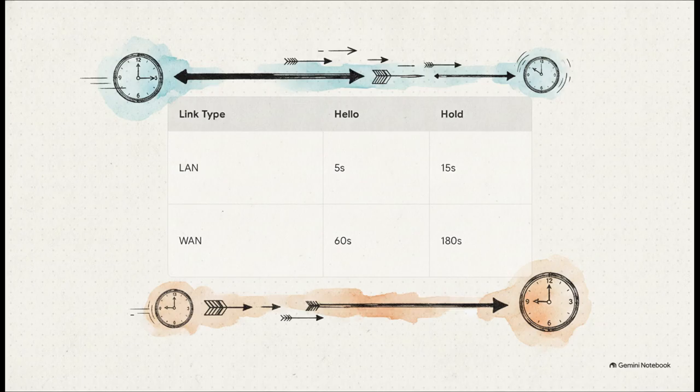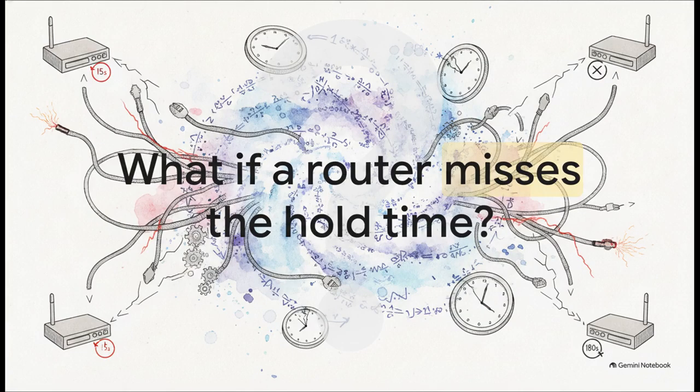You know, it's just a beautifully elegant piece of engineering. EIGRP dynamically adjusts its own heartbeat and its own patience based entirely on the physical reality of the wire it's sitting on. So, the big takeaway is that these highly specific timings are the absolute bedrock of EIGRP's stability.